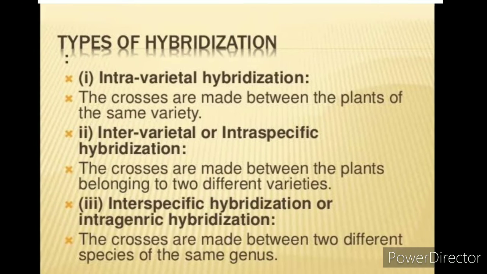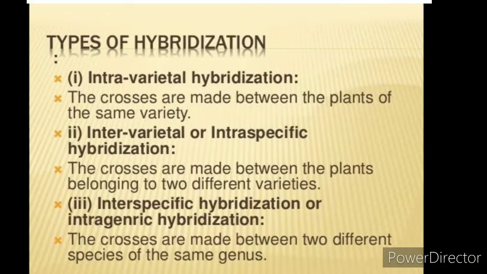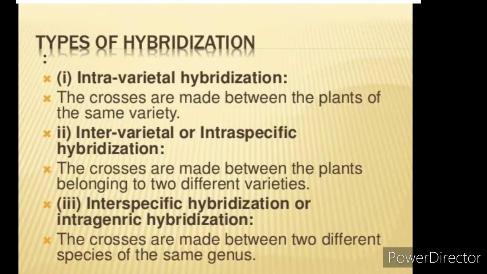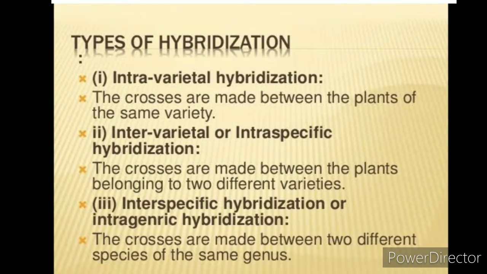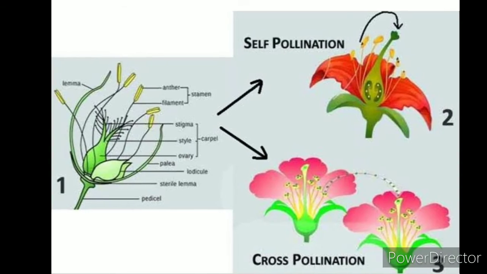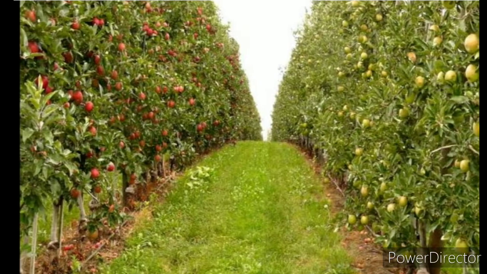Intervarietal hybridization. Here, the cross between the plants belonging to two different varieties of same species. And it is also known as intraspecific hybridization. This technique has been the basis of improving self-pollinated as well as cross-pollinated crops.